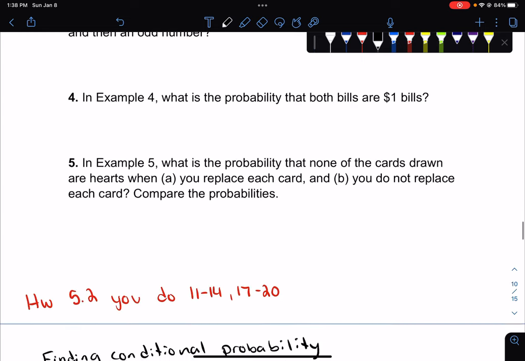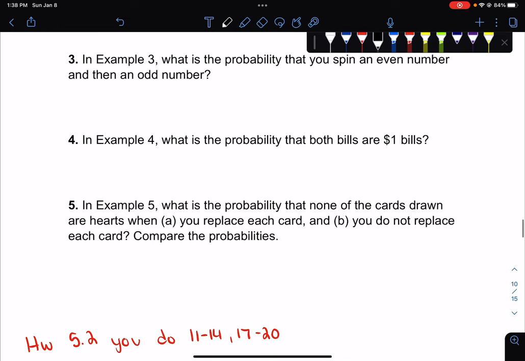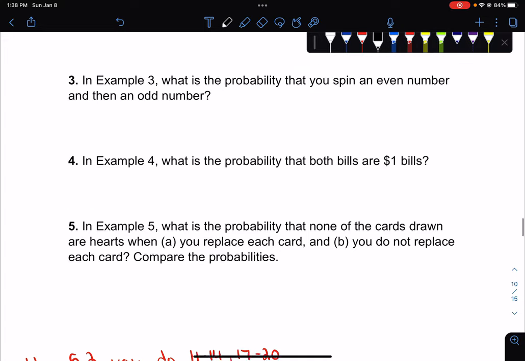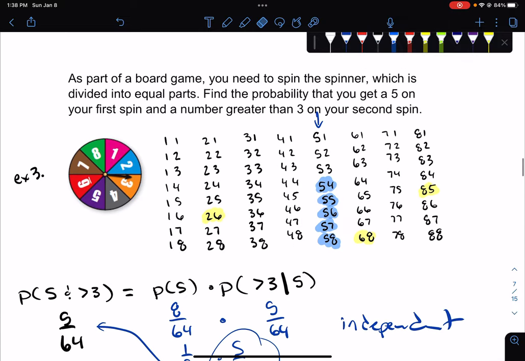Couple examples. Do we need to do more? Yeah, really quick. If you're ready to start the homework, there it is at the bottom. I'm going to do a couple more with you just so you can kind of see what they are. What's the probability that you spin an even number and then an odd number? All right, so if I go back up to my list, the probability of getting an even and then the probability of getting an odd.